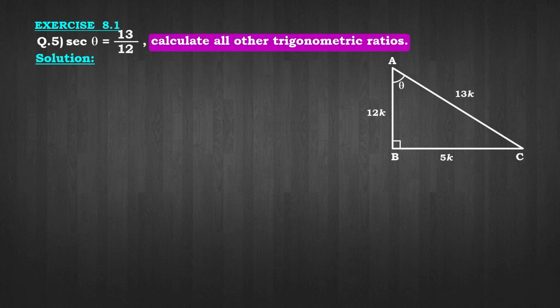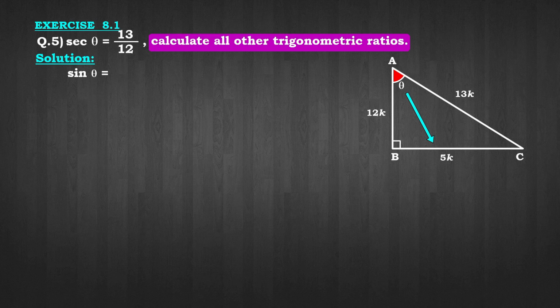Now let us calculate all the remaining trigonometric ratios for the given angle theta. From the previous step, we already know the lengths of the sides of the right-angled triangle. The hypotenuse is 13K. The adjacent side is 12K. The opposite side is 5K. Now, let us find each trigonometric ratio one by one.